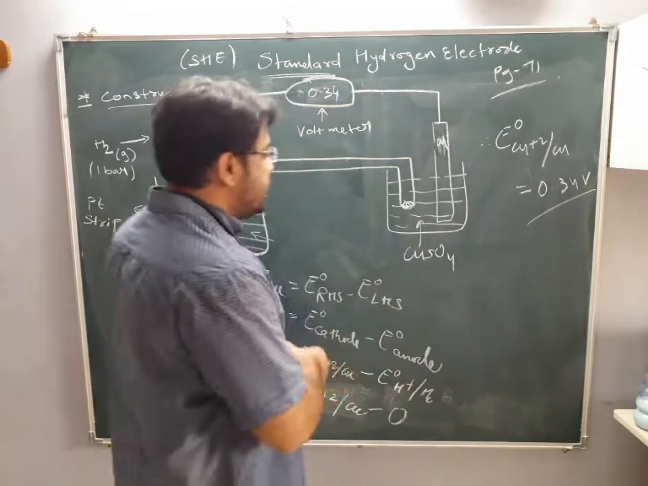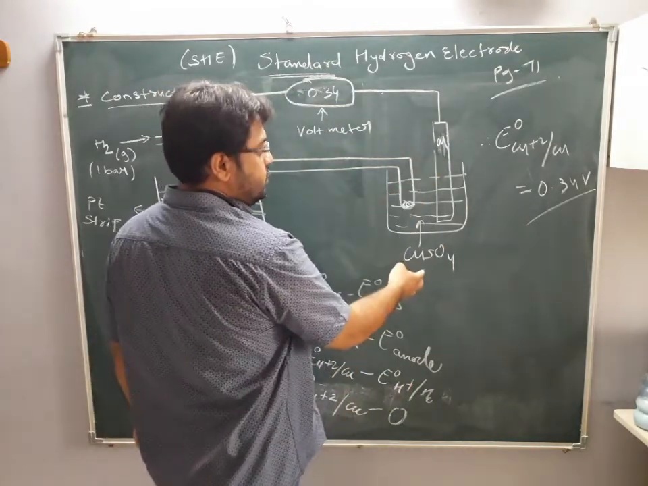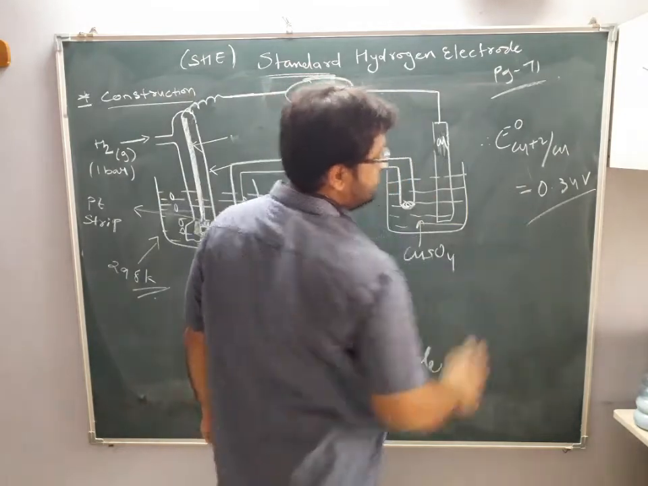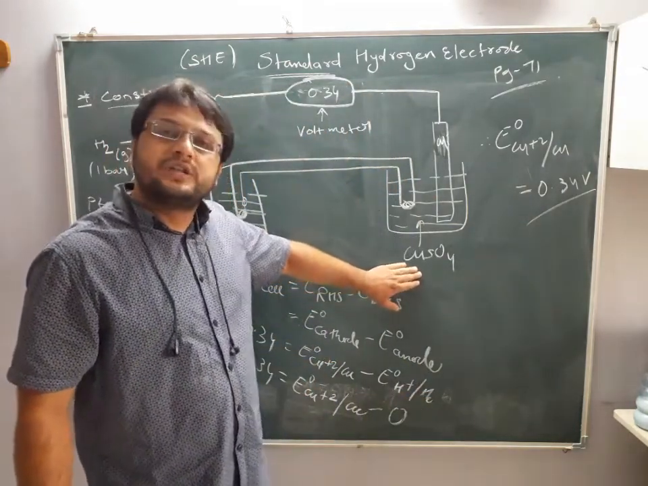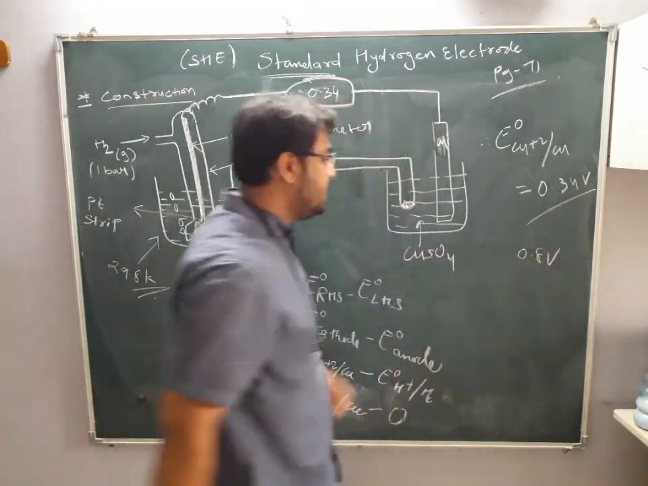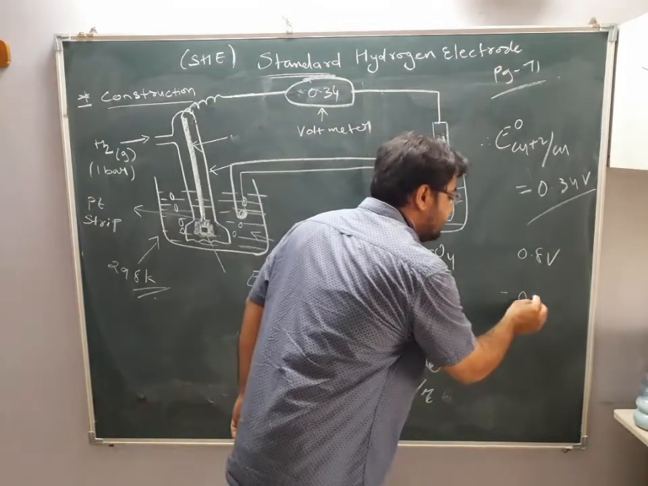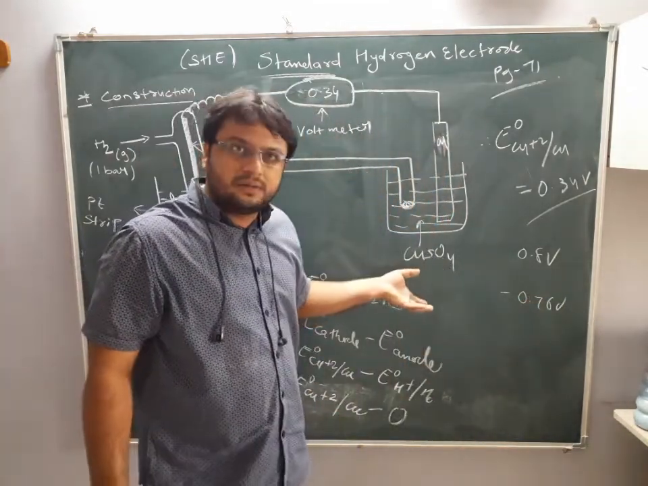So what will I do? I will change the electrodes here. Here I have taken just now copper, CuSO4, and I got the value of copper as 0.34. Then I will keep here silver. I will get the value of silver as 0.8 volt. Then I will keep here zinc. I will get minus 0.76 volt.